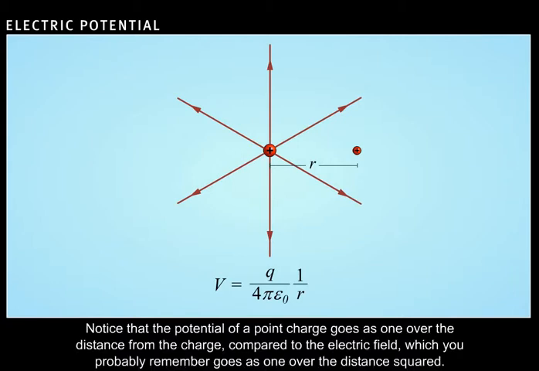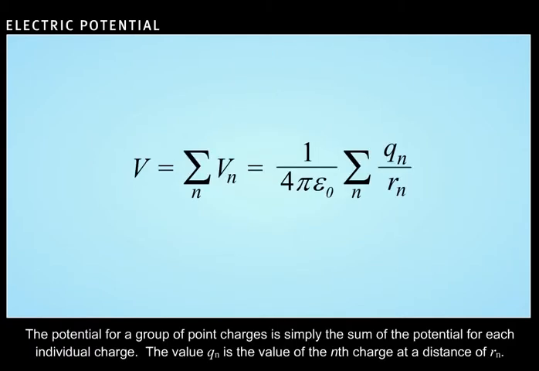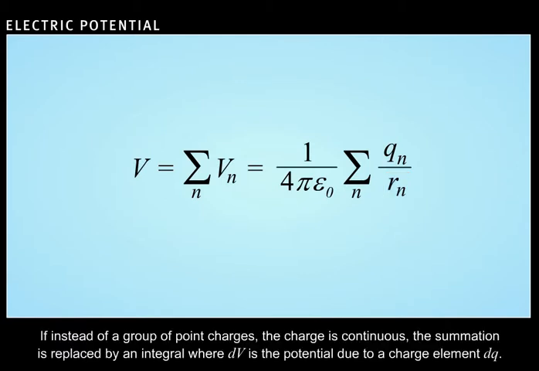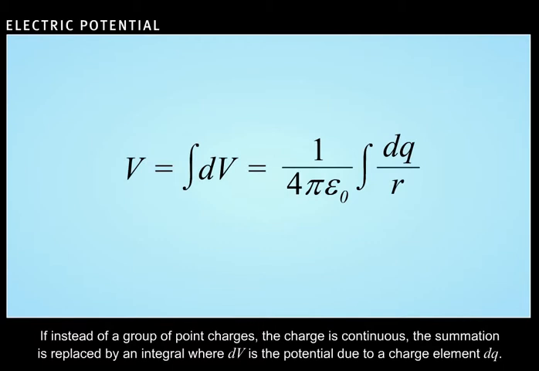Notice that the potential of a point charge goes as 1 over the distance from the charge, compared to the electric field, which you probably remember goes as 1 over the distance squared. The potential for a group of point charges is simply the sum of the potential for each individual charge. The value Q sub n is the value of the nth charge at a distance of r sub n. If instead of a group of point charges, the charge is continuous, the summation is replaced by an integral where dV is the potential due to a charge element dQ.